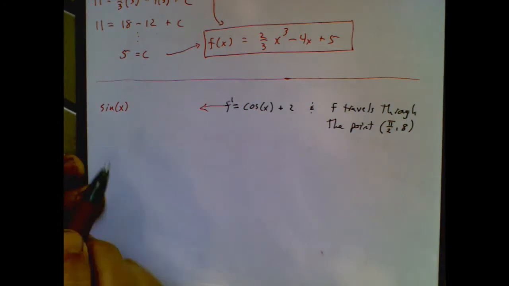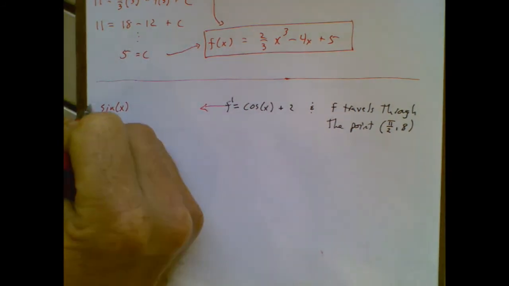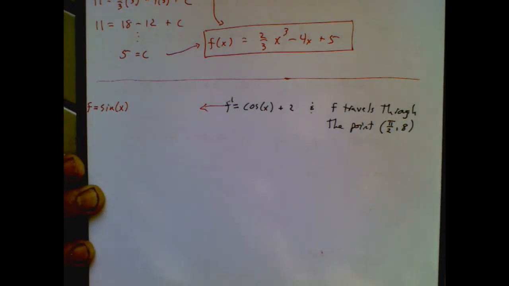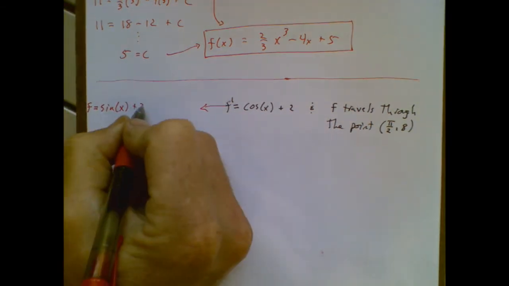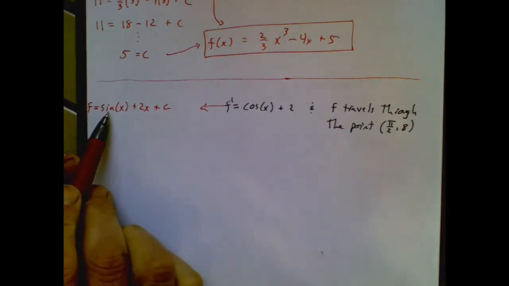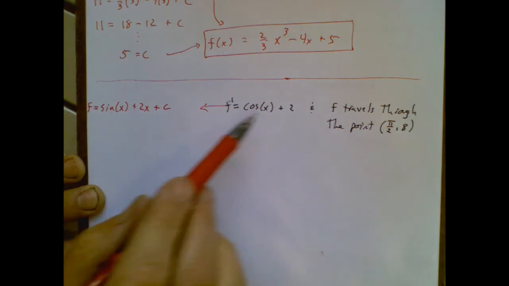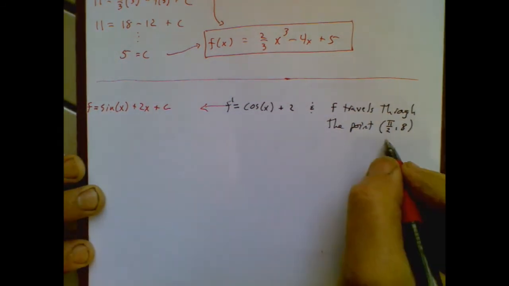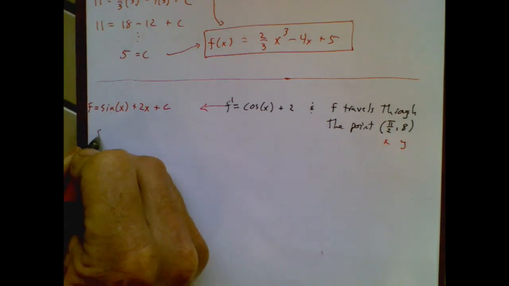Sine of x is the antiderivative. I should give a symbol. We're doing function f. Sine of x plus 2x plus c. I would take a moment, take the derivative. Derivative of sine is cosine. Derivative of 2x is 2. Life is good. Now I have an x value and a y value.